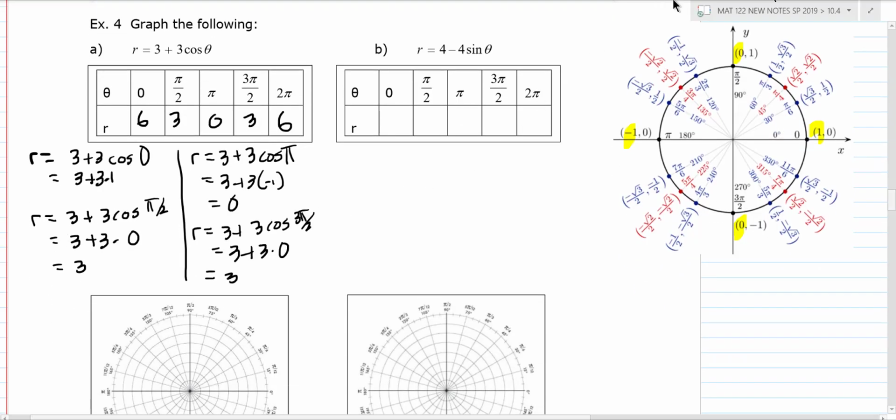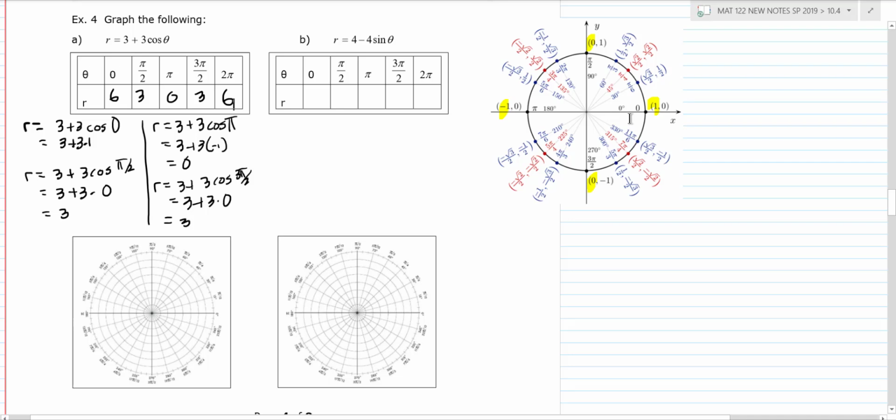So what we'll do then is we're just going to plot these points, and then we'll use our calculator to get some other points on this. So we start with, at 0, we go out to 6. So 1, 2, 3, 4, 5, 6. That's point number 1. I like to label the points, number them as I go. We go to pi over 2. So we go to 1, 2, 3. That's the second point.